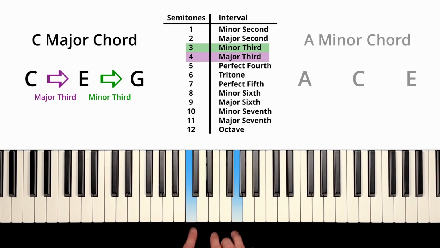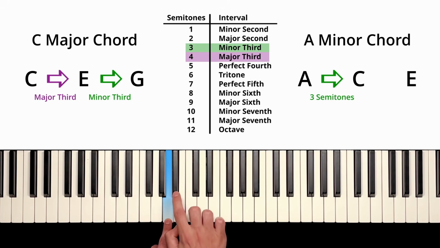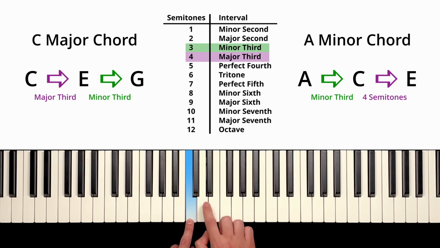In our A minor chord, we use the same 2 intervals, but in reverse. We begin with 3 semitones, a minor third between A and C, followed by 4 semitones, a major third between C and E. So both major and minor chords contain a major third and a minor third, just in a different order. This difference in structure is the entire secret behind major and minor chords.